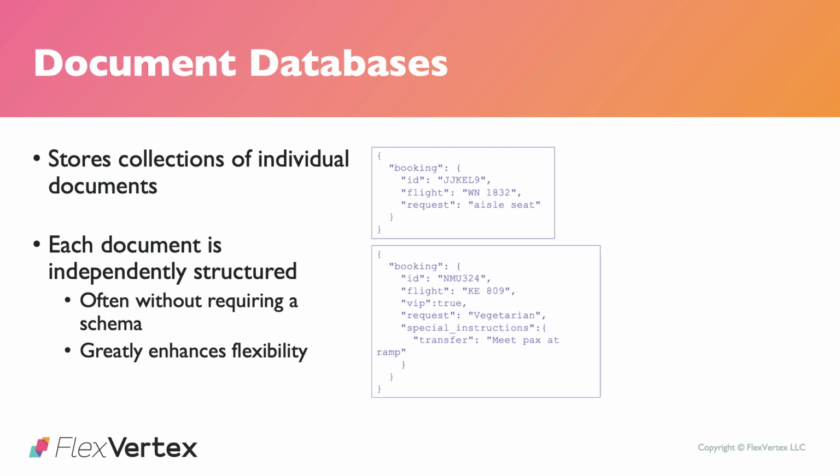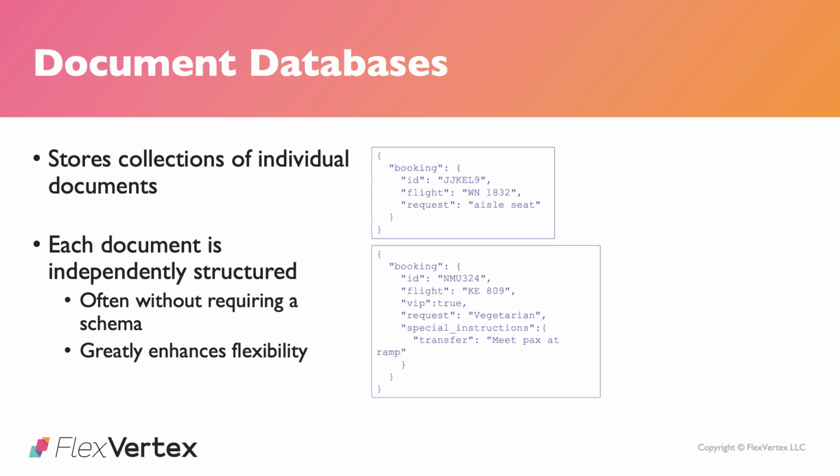Here's an example of some document data. To begin, we have two booking records, stored as JSON documents, for two different reservations. Notice that the structure of these records is different. The bottom document has two additional fields, VIP and special_instructions. This is the beauty of a document database: great flexibility when encoding information.